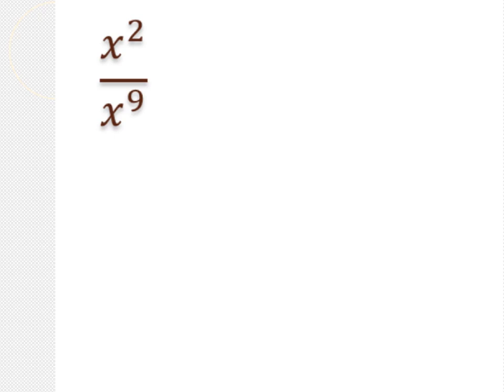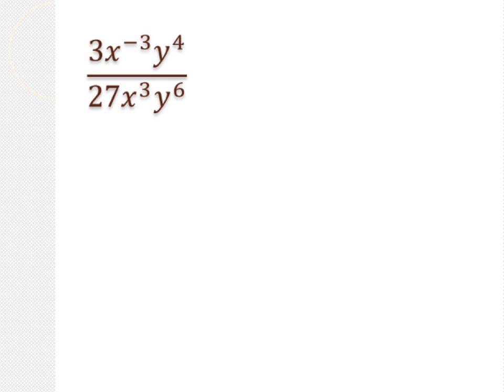Where do I have more x's? I have more x's on bottom. So I'm going to put the x on bottom, the 1 on top this time, and I subtract the 2. 9 minus 2 is going to give me 7. This is the only way that you could write that answer.